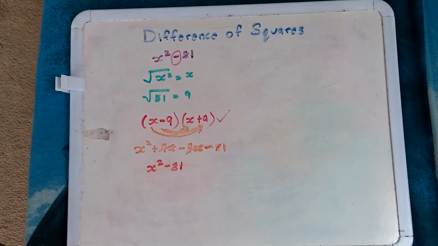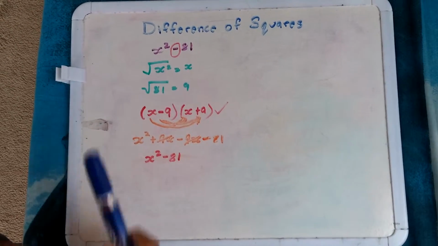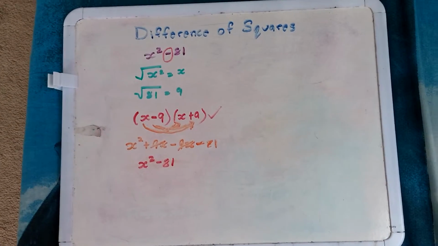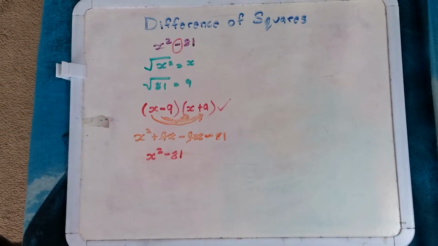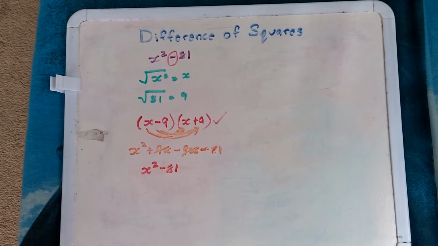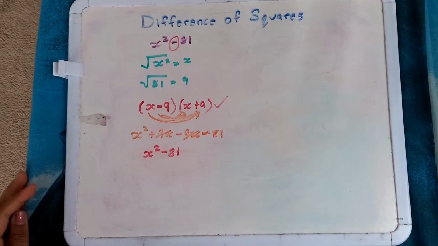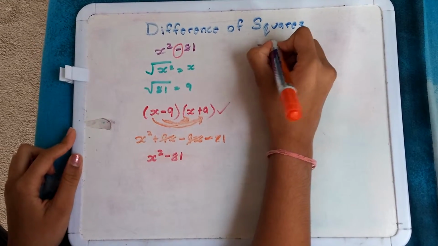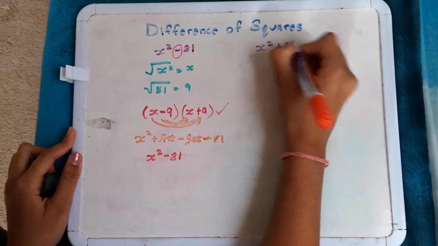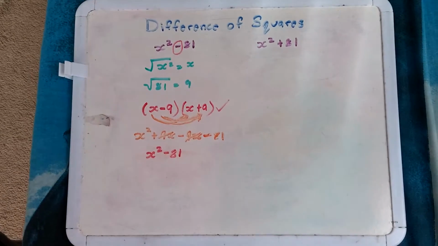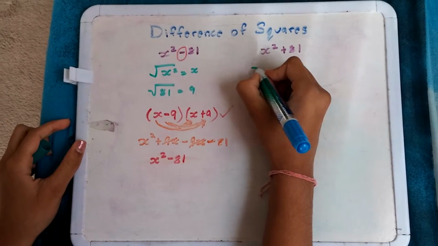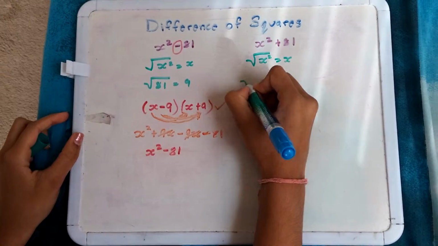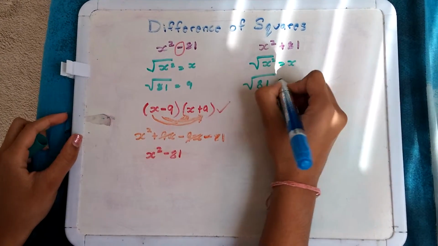Now, you also have to remember that in difference of squares, the middle sign has to be negative. If it is a positive sign, it is not possible, and you cannot use difference of squares. So if you did have a positive, let's see what happens. So let's keep the same example and just change the sign. If you have x squared plus 81, then you're going to do the same steps. So you're going to square root it. So square root of x squared equals x, and the square root of 81 equals 9.